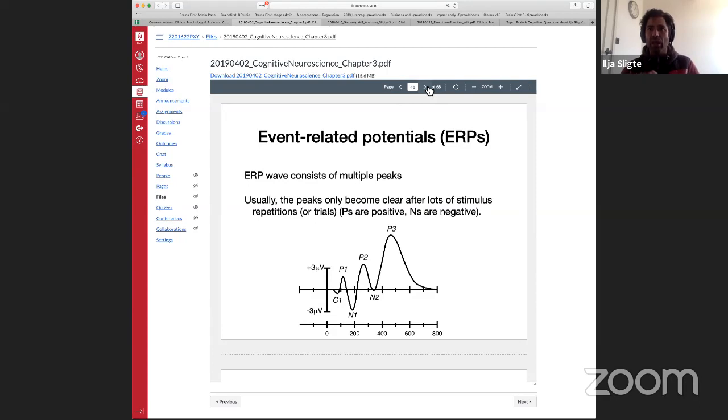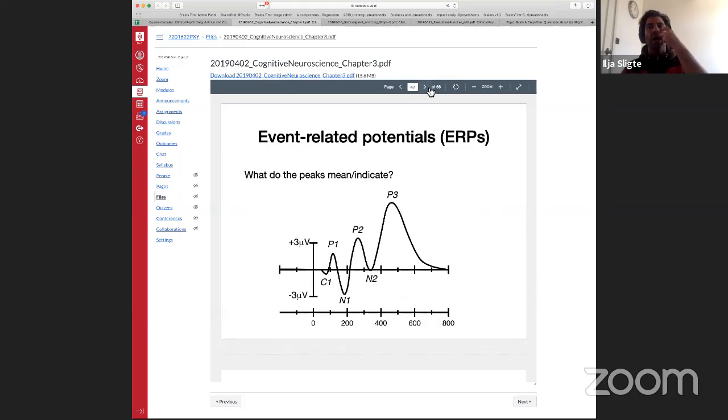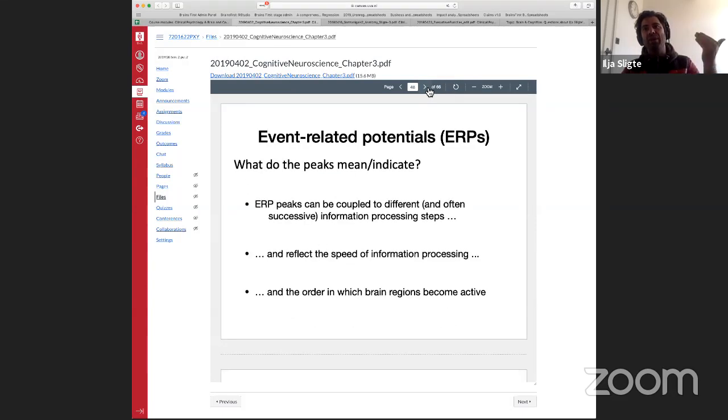So we can label these different peaks like, okay, something happened here. I see a P3, something was uploaded into working memory. Okay? So we can basically link this together to specific discrete neural events. And that's something that is important to know if we're talking about event-related potentials here. We can couple these by years of research to different information processing steps.